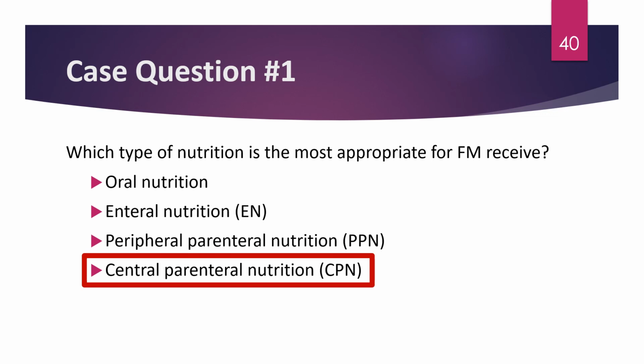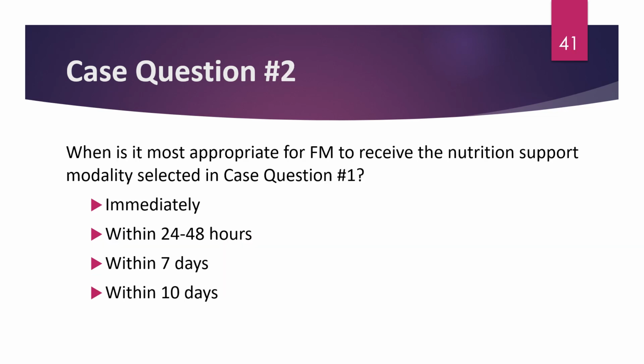Before you even give central parenteral nutrition, you have to make sure that an IV line is in place. That is a central IV line, and in this case, our central IV line is a PICC, a peripherally inserted central catheter, which is a central catheter inserted through the periphery and basically routed up into the superior vena cava or right atrial junction. The next question is, when is it most appropriate for FM to receive the nutrition support modality selected in case question 1?